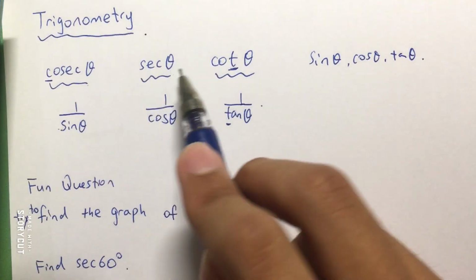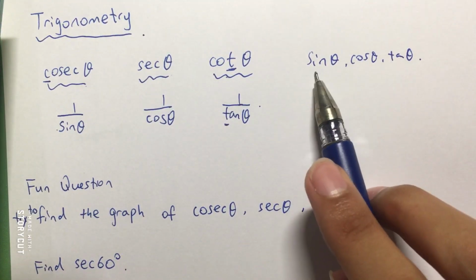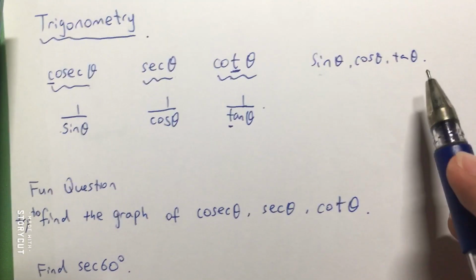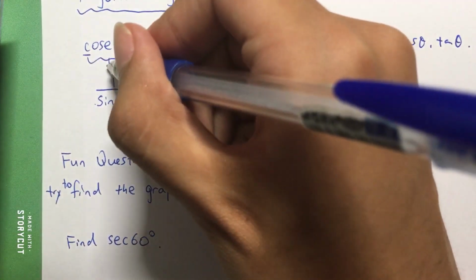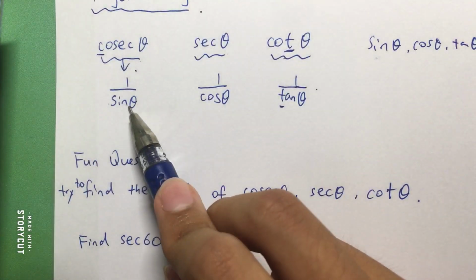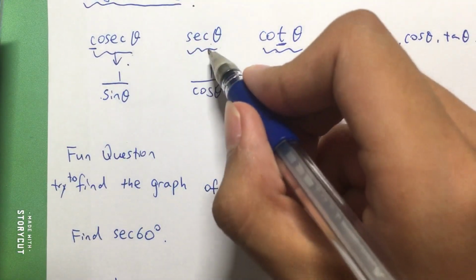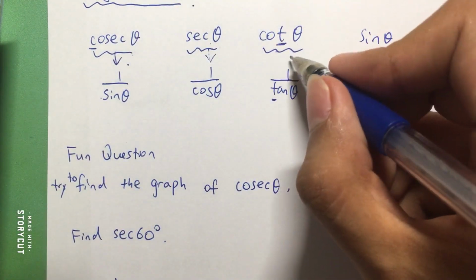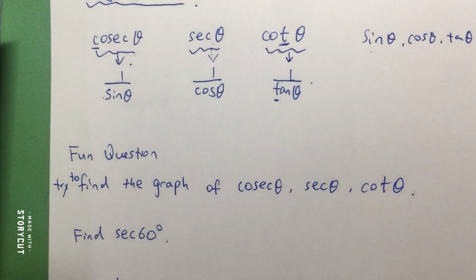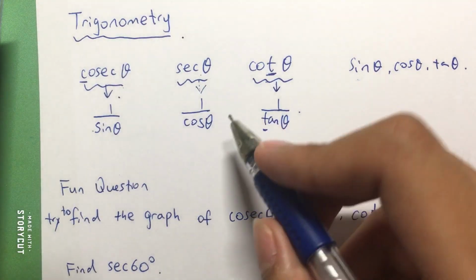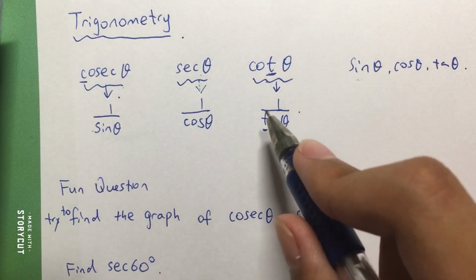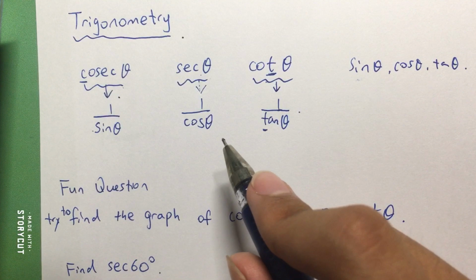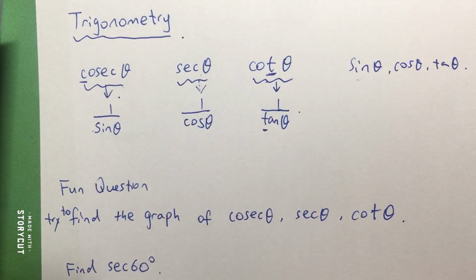And now these three are just the reciprocals of sine, cosine, and tangent, which is cosecant theta is 1 over sine theta, secant theta is 1 over cosine theta, and cotan theta is 1 over tangent theta. So how do we remember these easily and not make any mistakes?